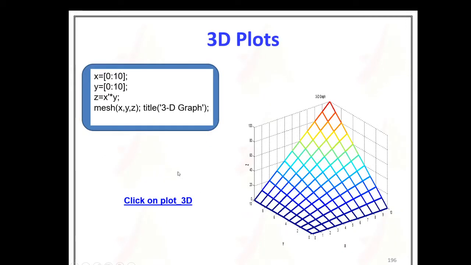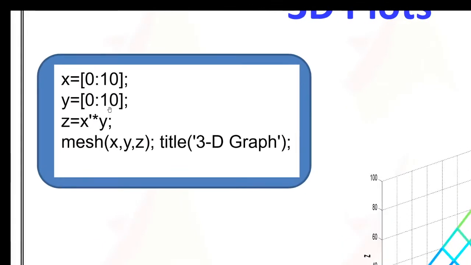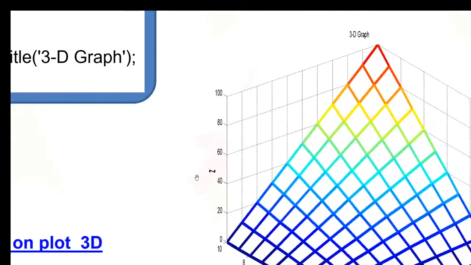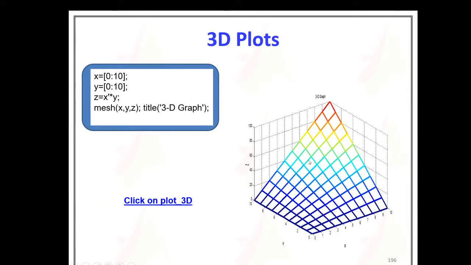Now we are having one 3D plot. As I told earlier, it is the x, y. Now, is it clear? So x is from 0 to 10, y is from 0 to 10, and z I am calculating as x dash into y. So I am giving the 3D plot by using mesh of x comma y comma z. Now you are getting the values of the 3D graph x, y, z. I am just giving the title as 3D graph.